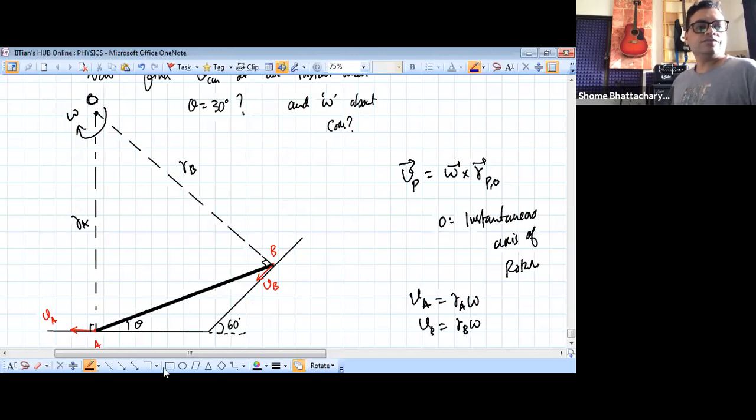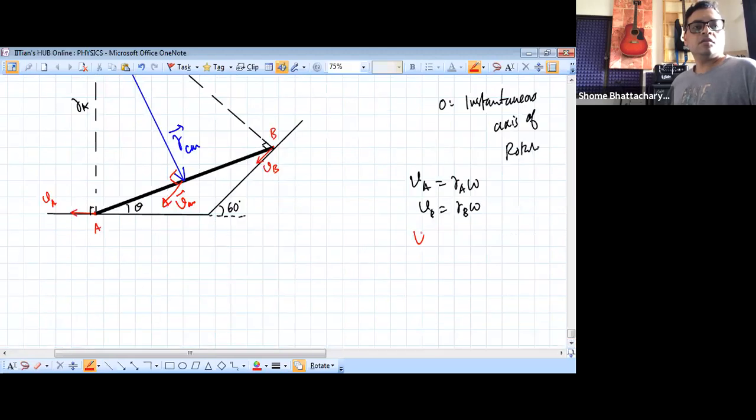So let's say you drop a position vector onto the center of mass from that point. This is R of center of mass with respect to the instantaneous axis. So the velocity of the center of mass should become, in general, like this. VCM should be equal to RCM into omega. So this is one thing we'll make use of.